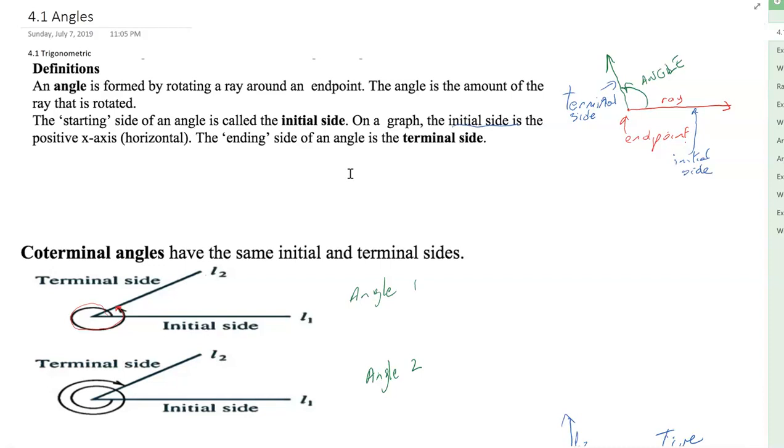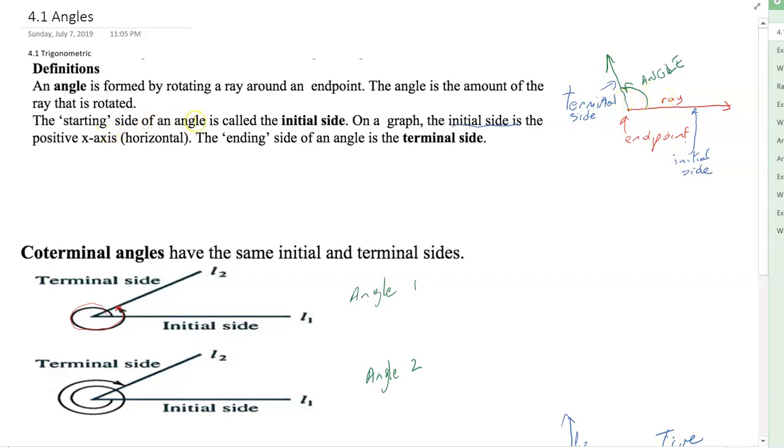We begin with some quick definitions. An angle is formed by rotating a ray around an endpoint. The angle is the amount of the ray that is rotated. So let's think of this ray as this red colored ray line horizontal. If we take this ray and rotate it anti-clockwise to this green ray position, we form an angle.